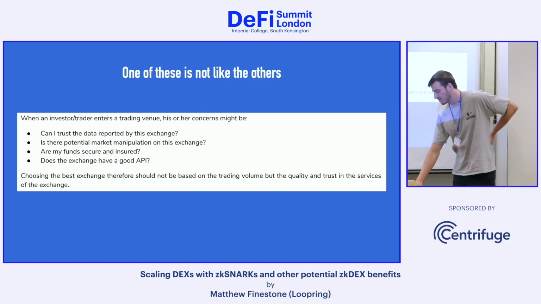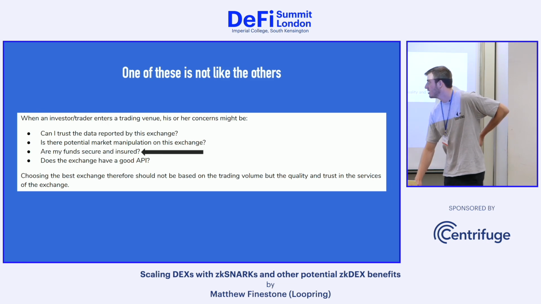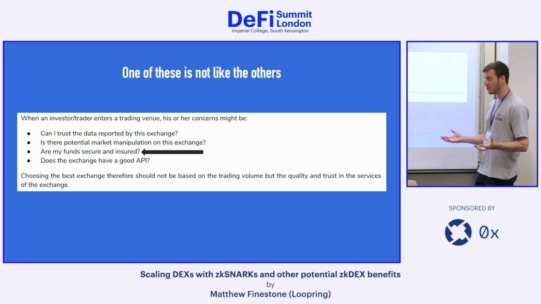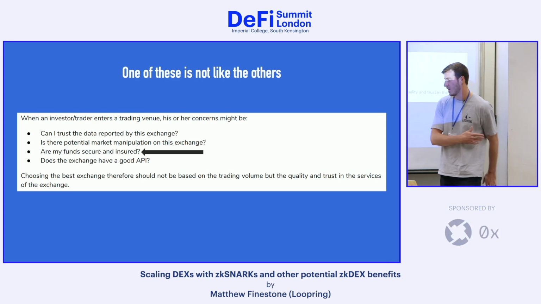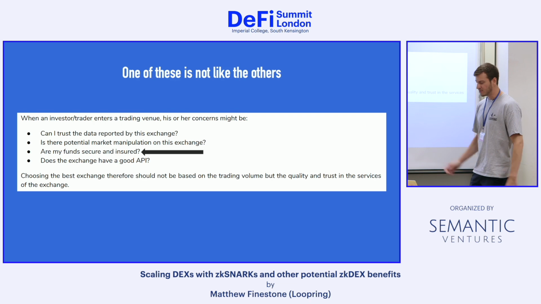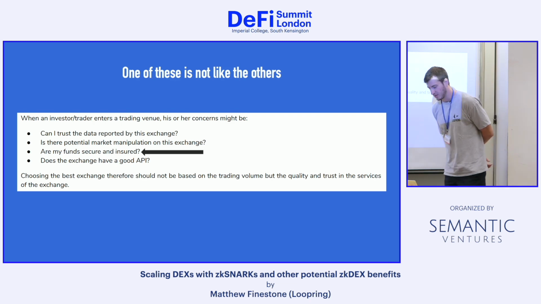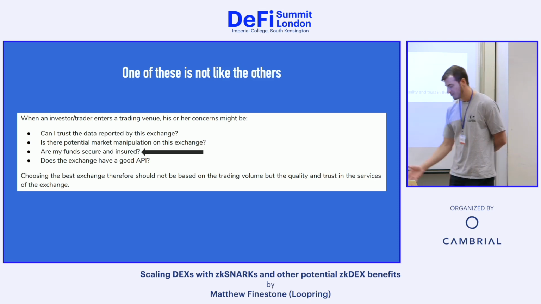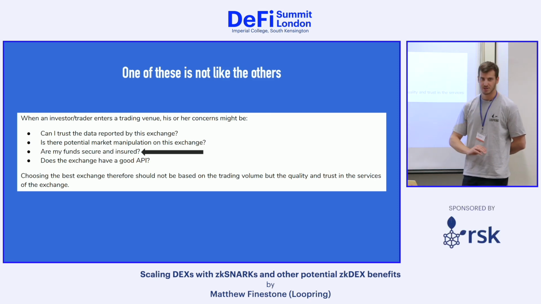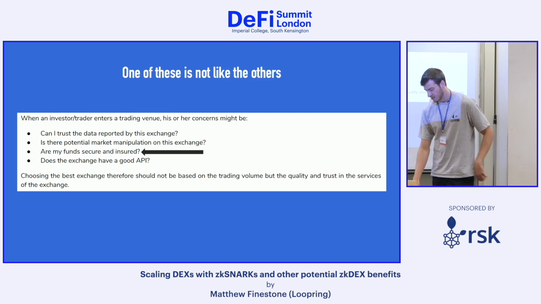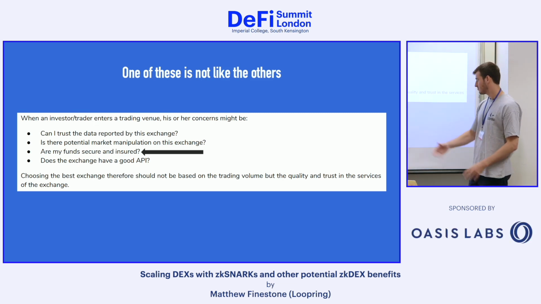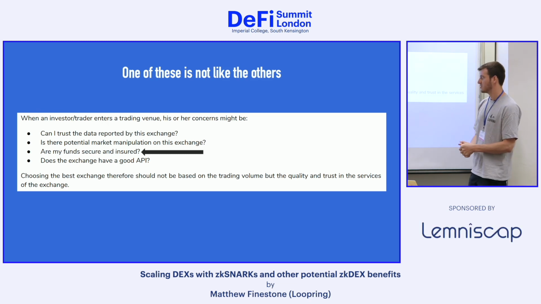In my opinion, one of these is a completely different bucket. Are my funds secure? I mean, that is risk of ruin, right? That takes you out of the game, whereas improper data, or not the cleanest data, may make you miss a trade or make a false trade. One is the risk of ruin. So to me, that doesn't necessarily belong in that list, but we see choosing the best exchange doesn't only rely on trading volume, but on the quality and trust in the services of the exchange.